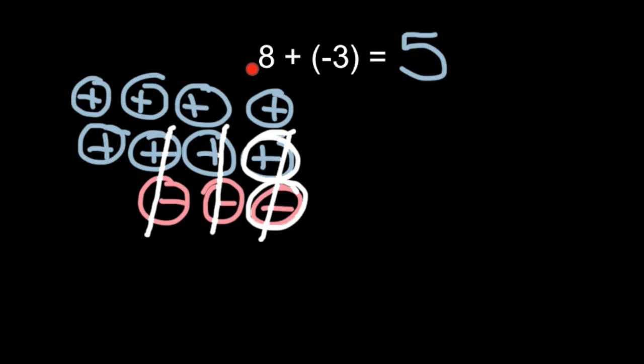Notice that we had different signs, and in this case the answer came out positive. And did we add the 8 and the absolute value of -3? No. We had 8 minus 3. 8 plus a -3 was really like 8 minus 3.